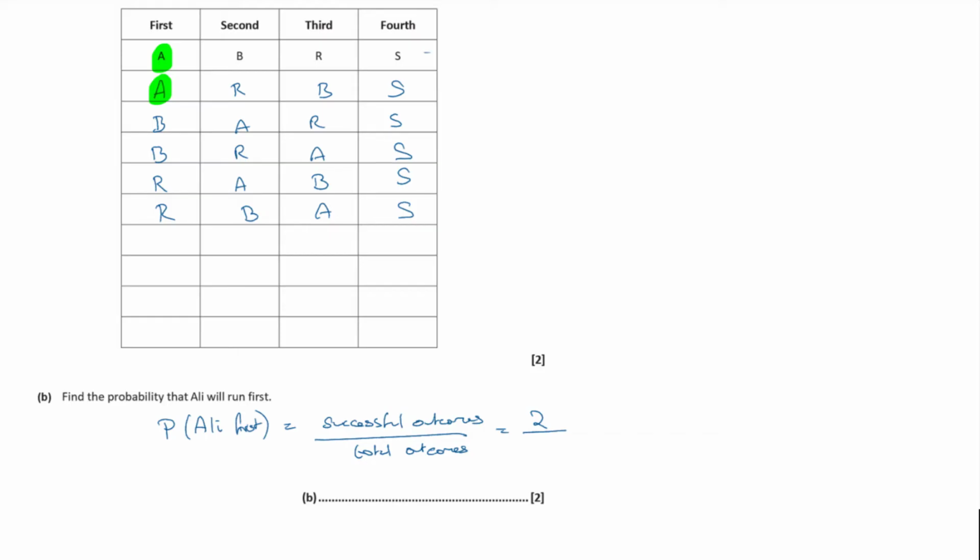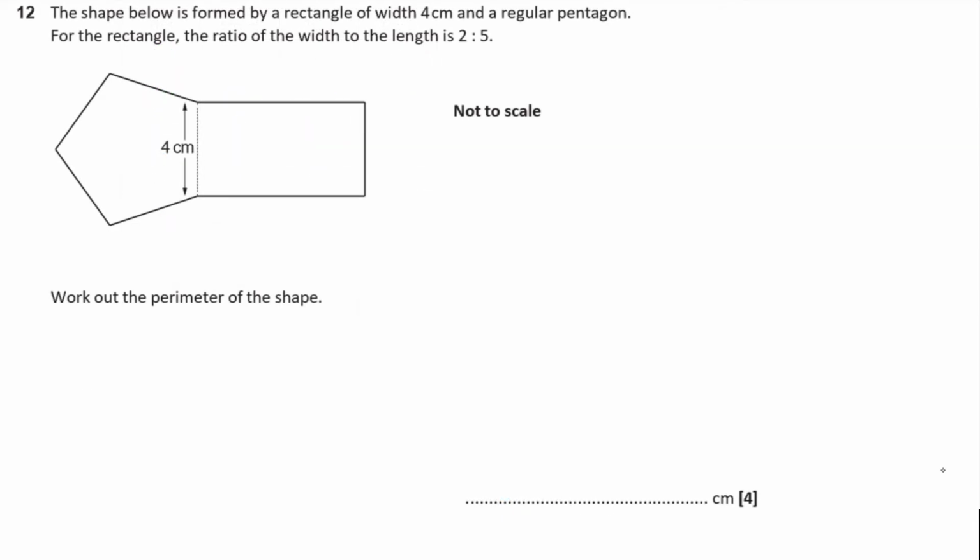And how many outcomes are there altogether? Well, there's 1, 2, 3, 4, 5, 6 altogether, aren't there? So there are 6 different outcomes altogether. So the probability that Ali will run first is 2/6. You can cancel that down to 1/3, but you're not going to get any extra credit for it. So I'm just going to write it down as it is.